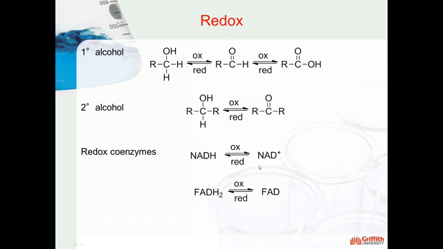In biological systems, redox reactions are really important. There are 2 electron carriers that have an oxidized and reduced form. NADH is the reduced form, and can be oxidized to NAD+. NAD+ can be reduced to NADH. The second one, FADH2, is the reduced form, and can be oxidized to FAD. FAD can be reduced to FADH2.